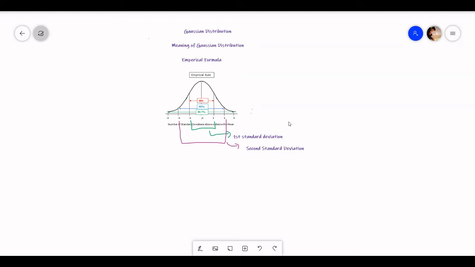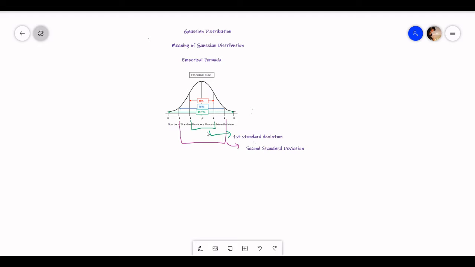In this video, we will talk about Gaussian distribution. In my previous video, I talked about what exactly a Gaussian distribution is. In simple words, we can say if our data set is following a Gaussian distribution, then our data is a balanced data set, according to our first, second, and third deviation, which is known as the empirical formula.